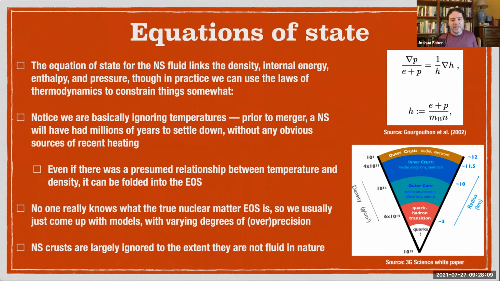Neutron stars are expected to have crusts. They lead to all sorts of interesting observational effects, glitches, and all sorts of other physical effects that radio astronomers love. We're largely going to ignore crusts to the extent that they're not fluid in nature. We're going to assume that neutron stars are fluid throughout and try to ignore effects like surface tension or any other physical changes that would occur because of phase transitions in your neutron star fluid.